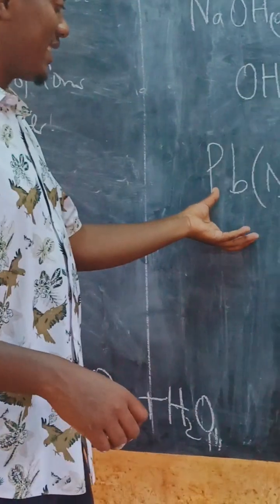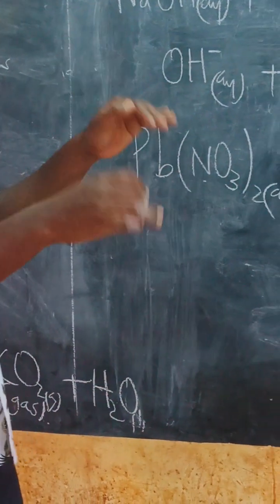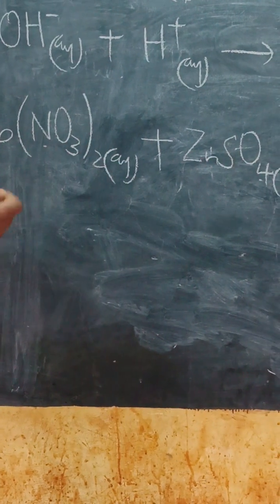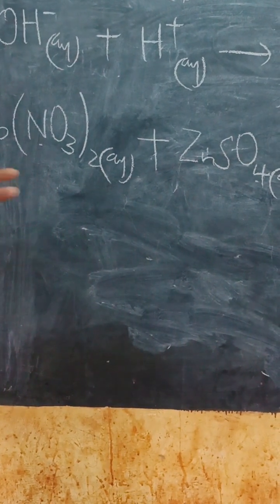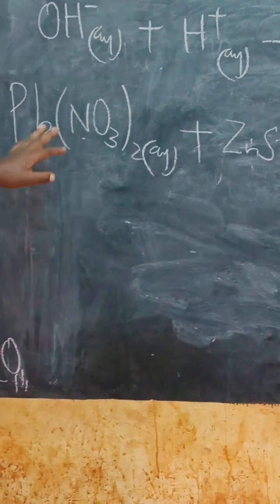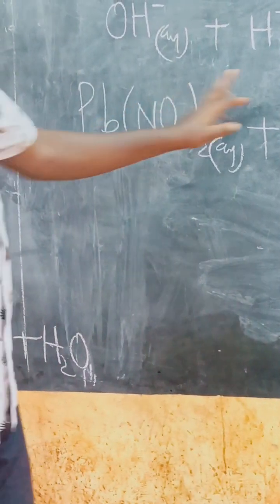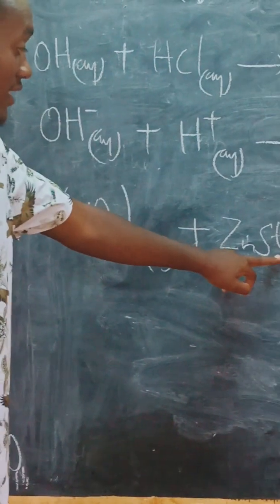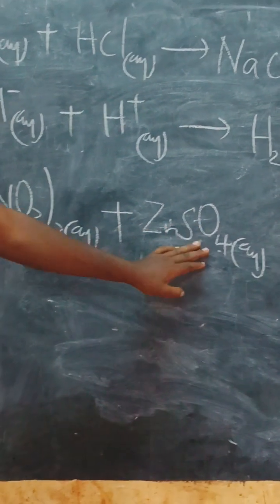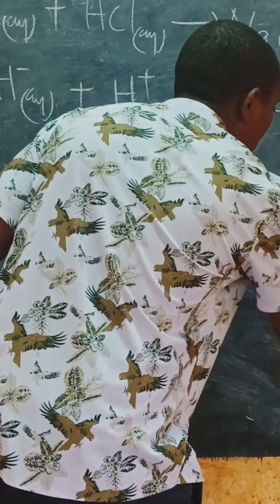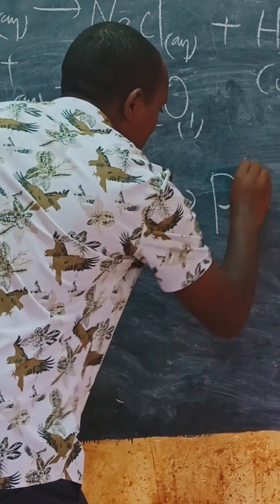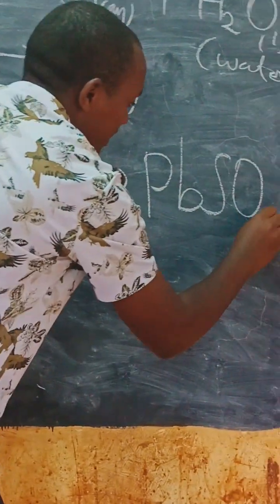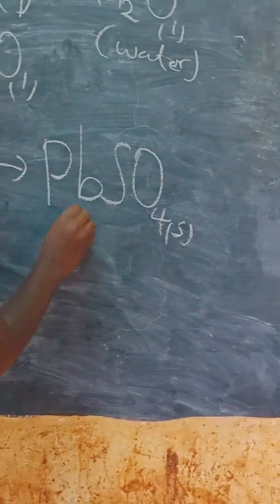So lead nitrate, aqueous, is dissolved in water. Zinc sulfate, aqueous, is dissolved in water. We said aqueous, water is the solvent. So lead ions are going to meet the sulfate ions in zinc sulfate. So it will take the sulfate ions to form an insoluble lead sulfate. So the insoluble lead sulfate is PbSO4, a solid. Now this is the precipitate.